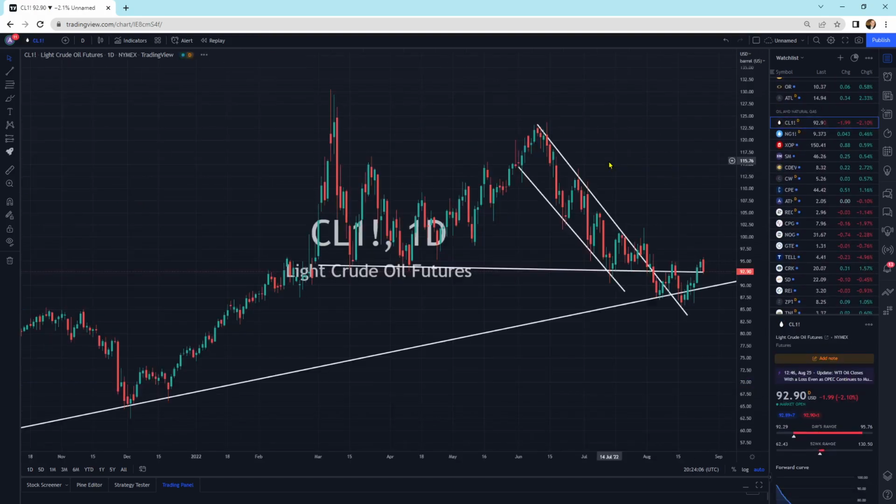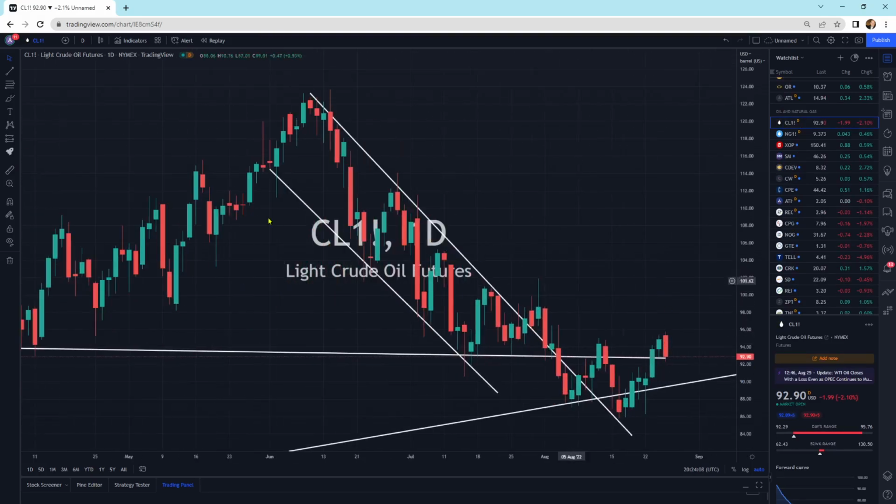Scrolling down to crude oil. Crude oil is lower. This is a bearish engulfing pattern where the opening and closing price engulfs the day before it. We are sitting on support. That's what this line is going across. And we have to see if we're going to bounce back and forth between the resistance line, support line, and this support line, or if we're going to hold here.